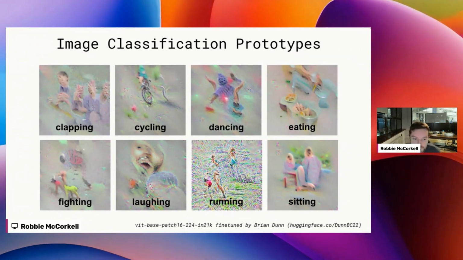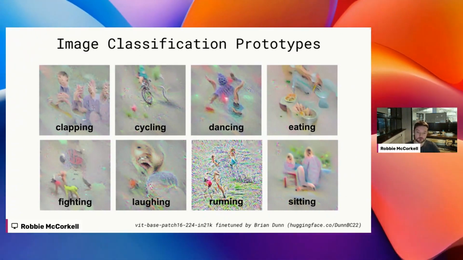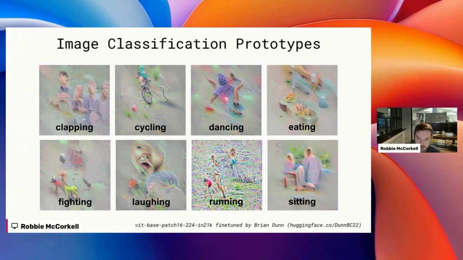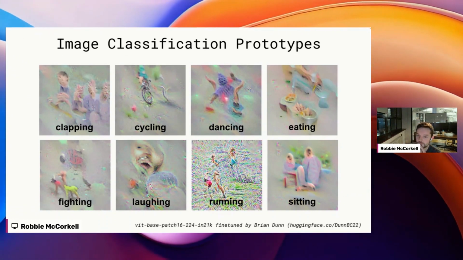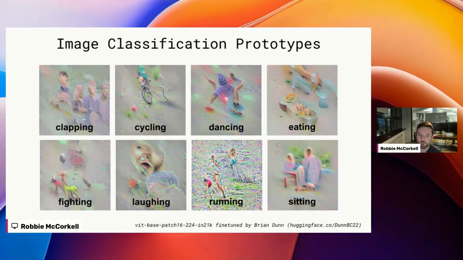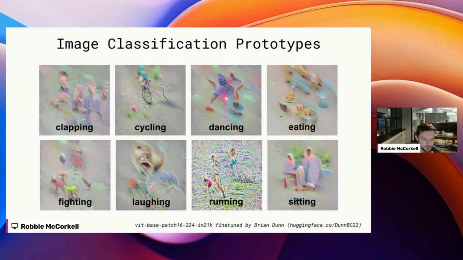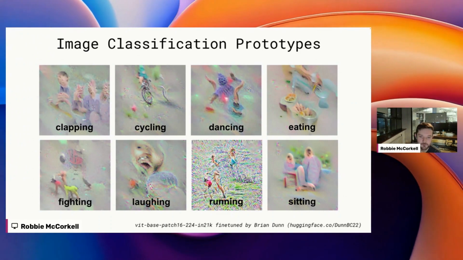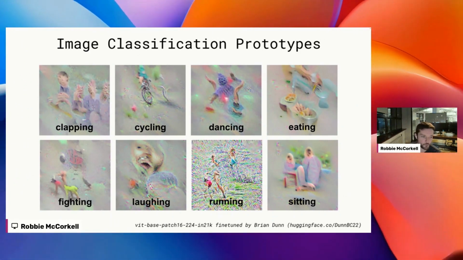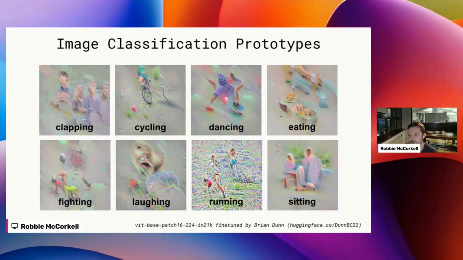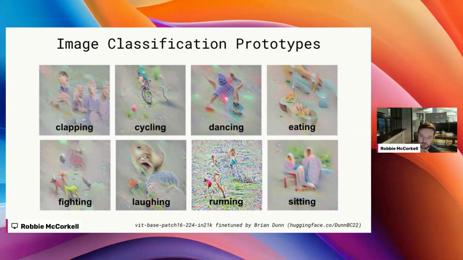So this is an actual model that does classification of human action. This is just something we found on Hugging Face. And you can see that the images that we generate through our process are pretty abstract. They make you think about the old Google Deep Dream images. But with a little bit of practice, you can get some interesting information out of these things.